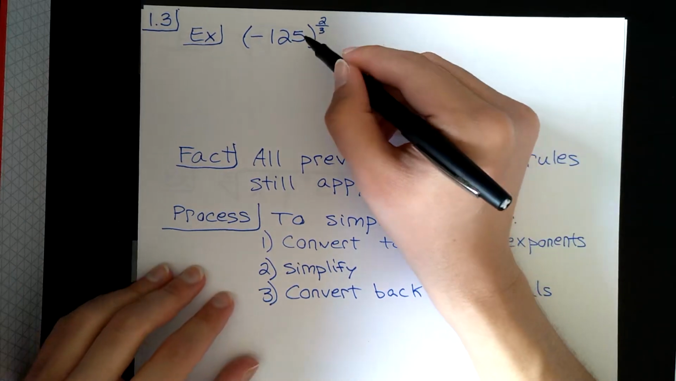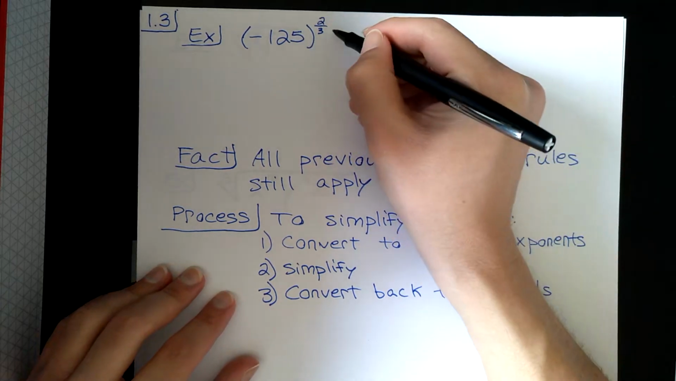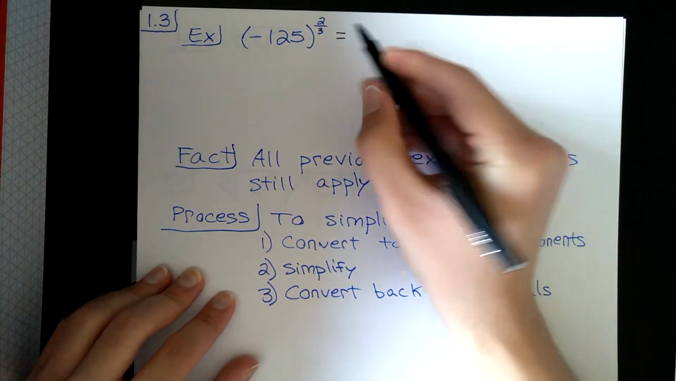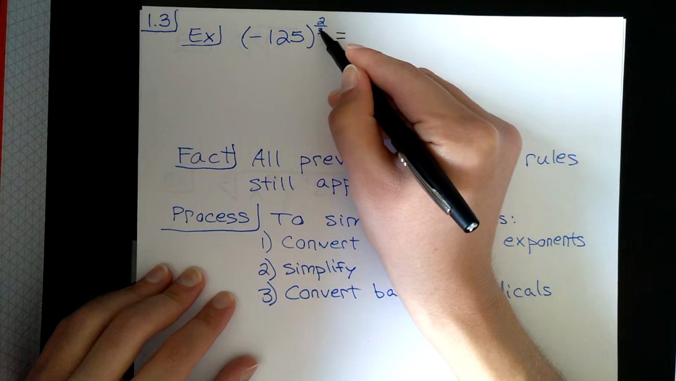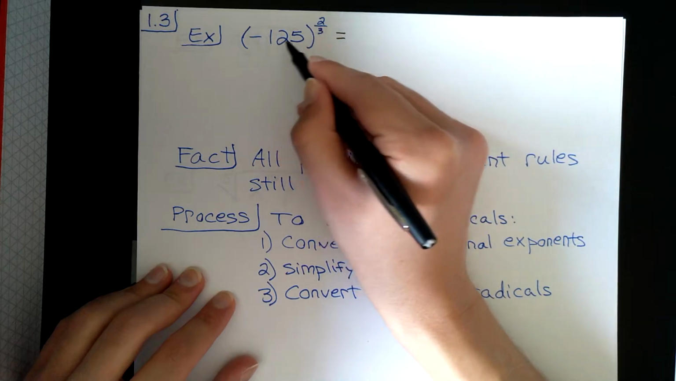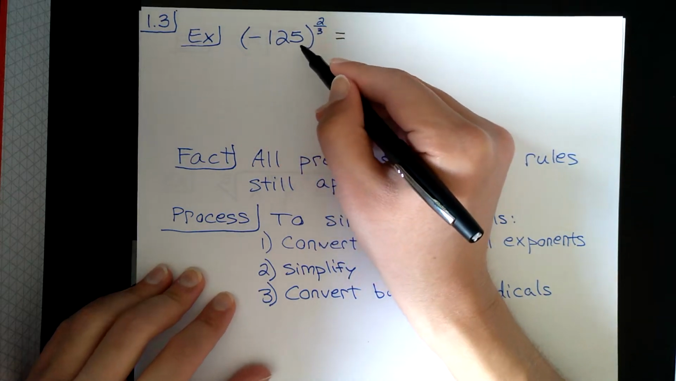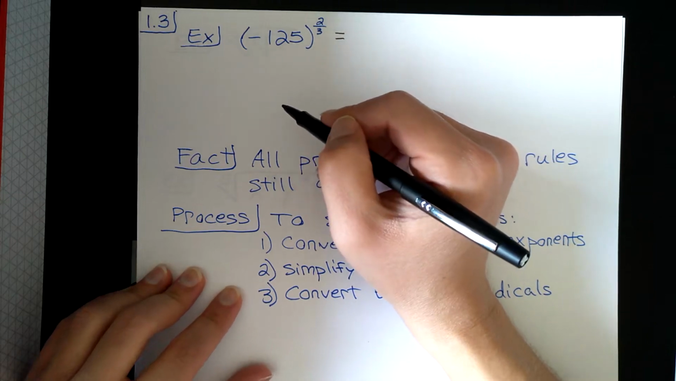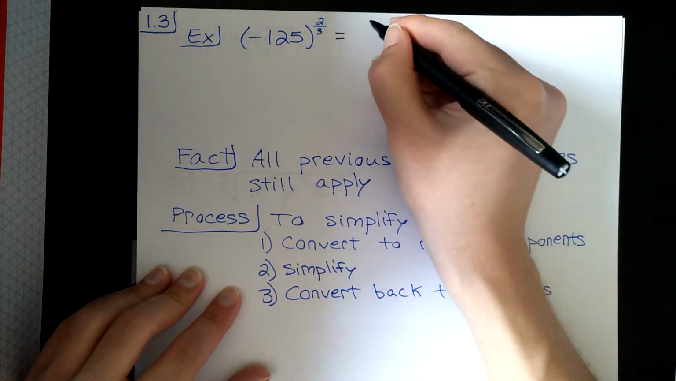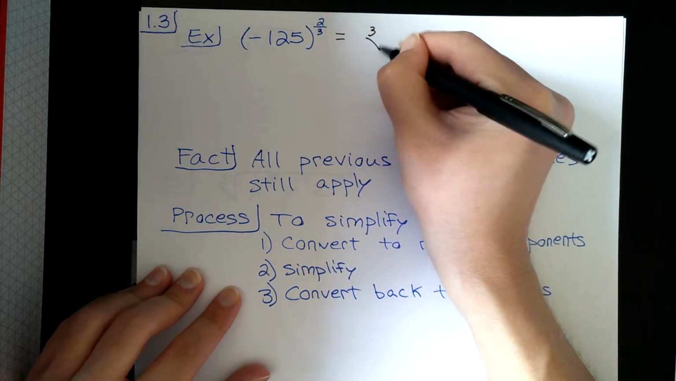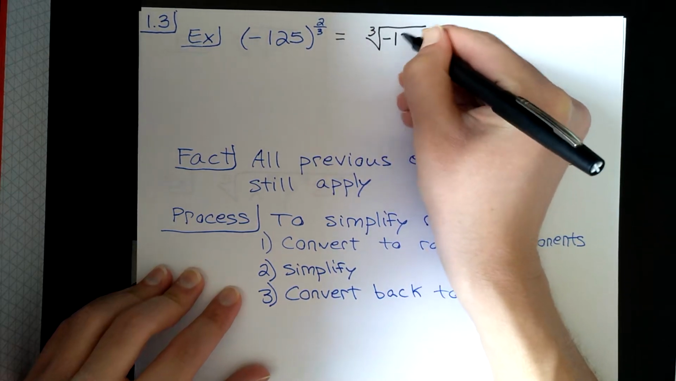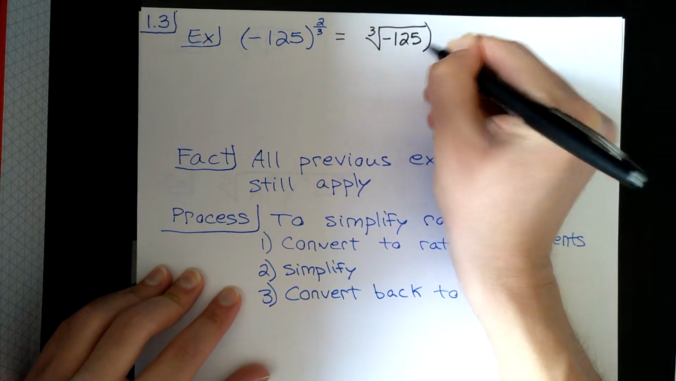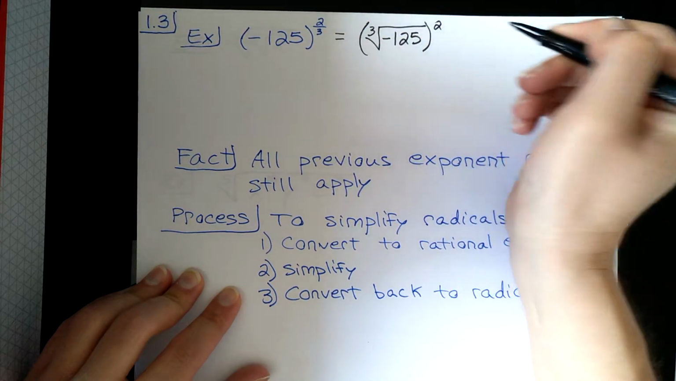Okay, so from here, the first thing that you should check is, can we simplify this if we put a cube root over this negative 125? And because this is such a large number, there's a pretty decent chance that we will be able to. So let's go ahead and give that a try. We want to find the cube root of negative 125 all to the second power.